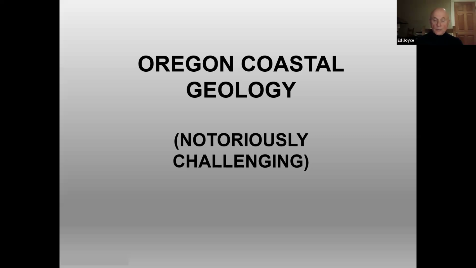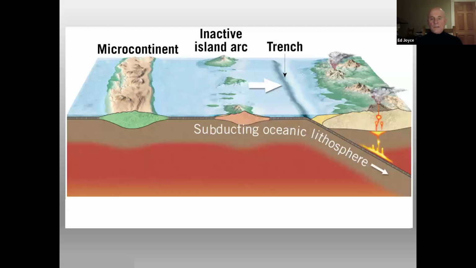is notoriously challenging. So what we see here is a reconstruction of the Oregon coast some tens of millions of years ago. So once upon a time, there were microcontinents off our coast. There were island arcs off of our coast. And this is true for Washington and a lot of California too. And over time, due to plate movement, the Pacific plate is being subducted under the trench that we see there.